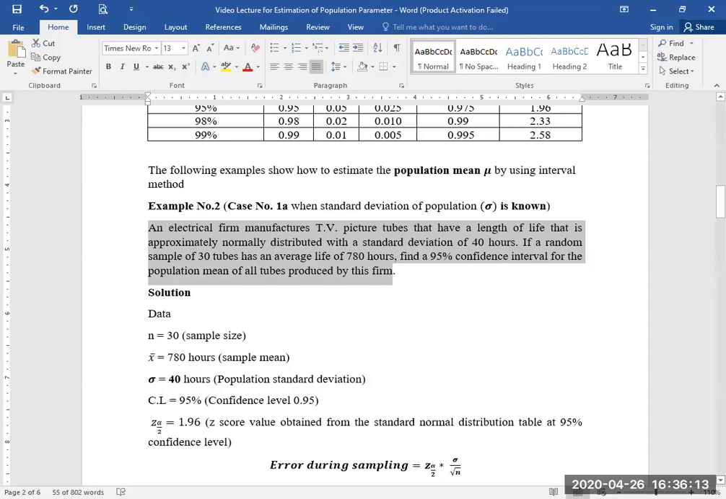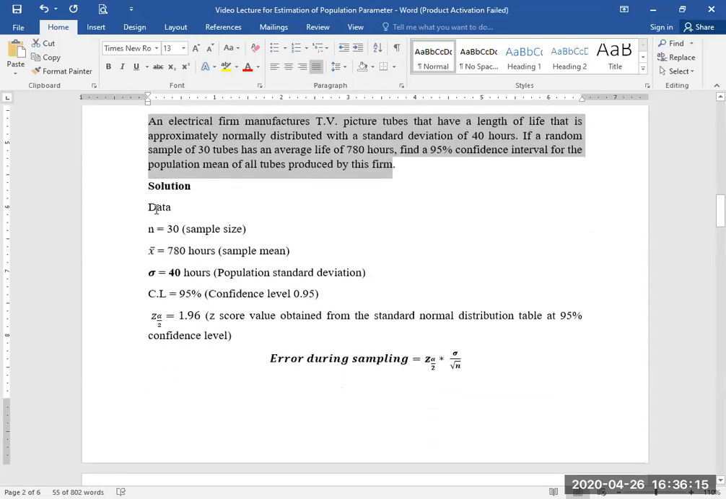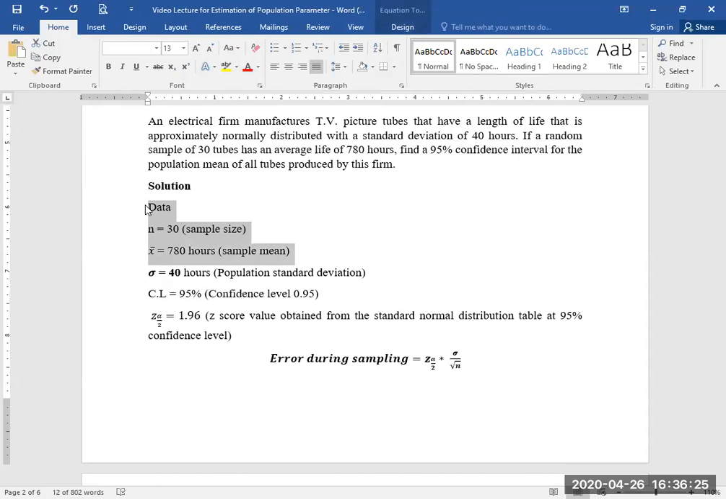Students, from the example, I have constructed the data. n is the sample observations, which are 30. X bar represents the sample average or sample mean or point estimated value, 780 hours. Sigma is the population standard deviation, 40 hours. CL stands for confidence level. At 0.95 probability, we have to find the confidence interval, and the corresponding Z score is 1.96.